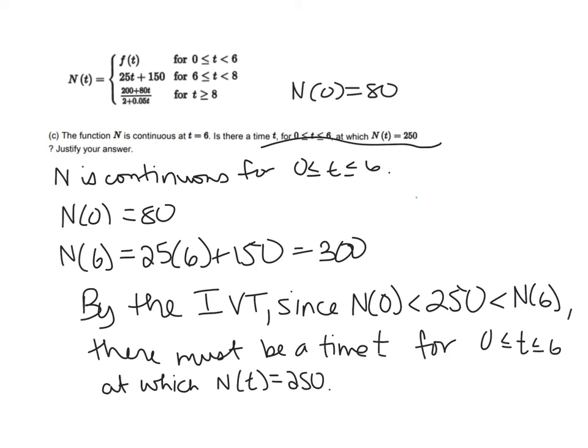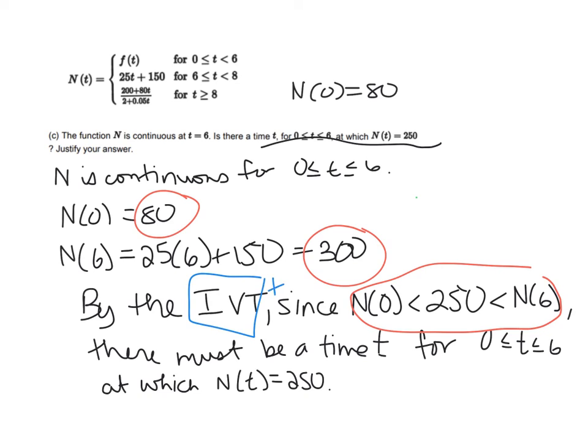In order to get full credit, you need to check and see what n of 0 and n of 6 are, which are our endpoints. You need to mention that the 250, or whatever value you're looking for, is between those two things. You need to mention that you're using the intermediate value theorem, and you also need to check for continuity. So to get full credit on this one, you need to specifically mention the intermediate value theorem, or IVT, and then the other point is a little bit more vague. It's just for getting the right answer of yes with some sort of justification.